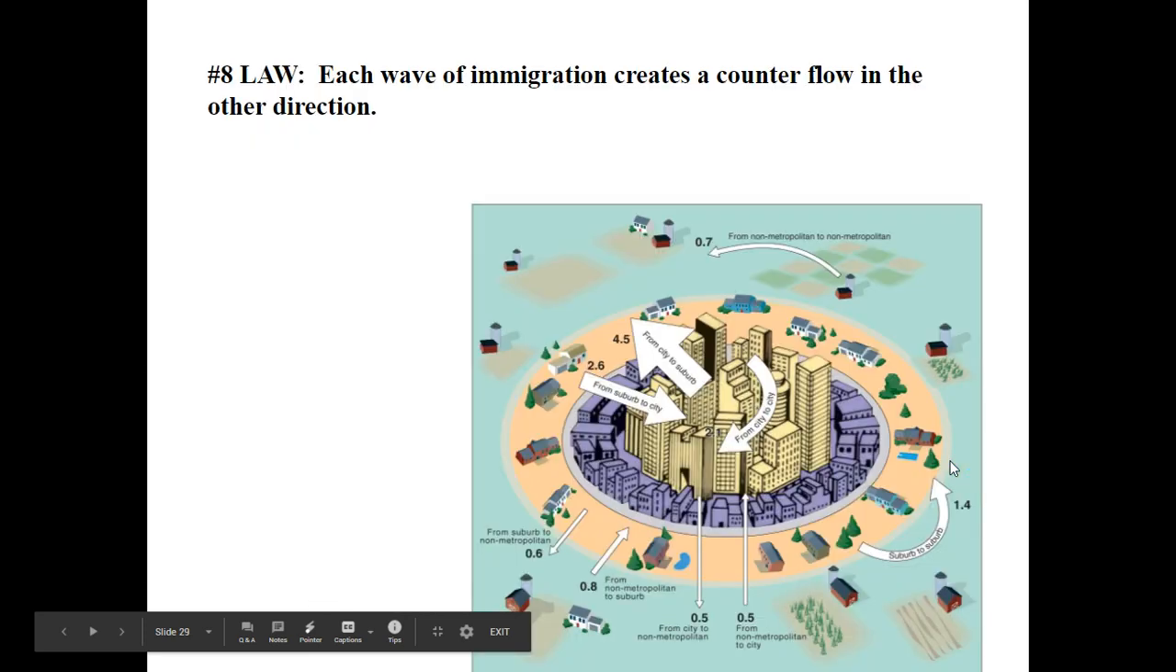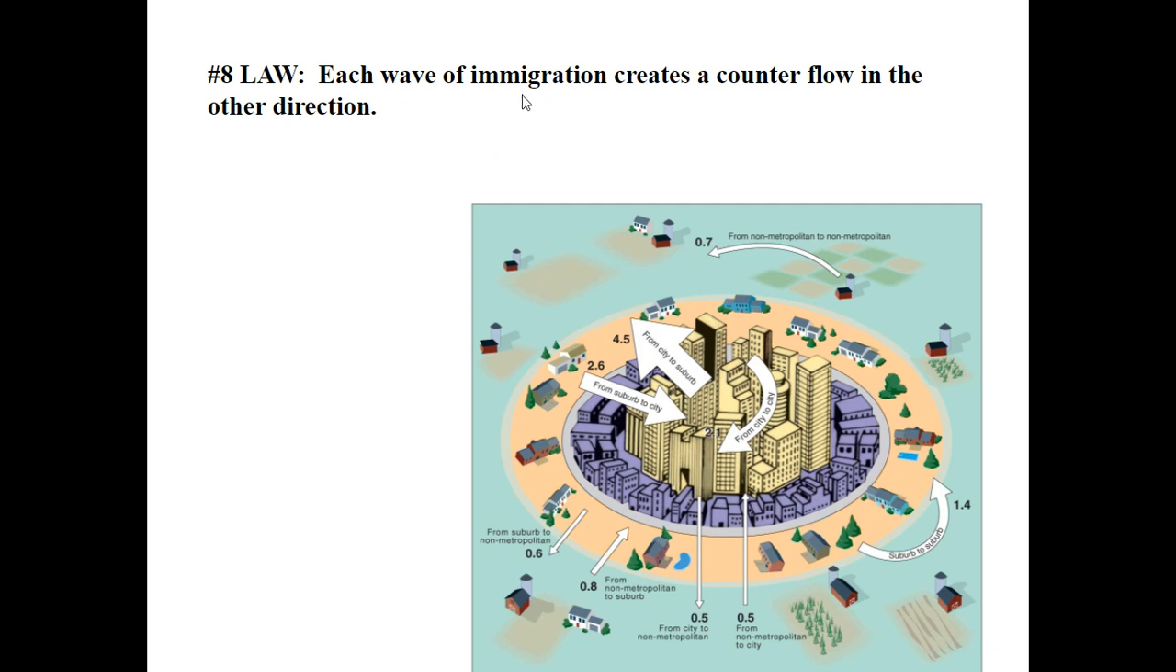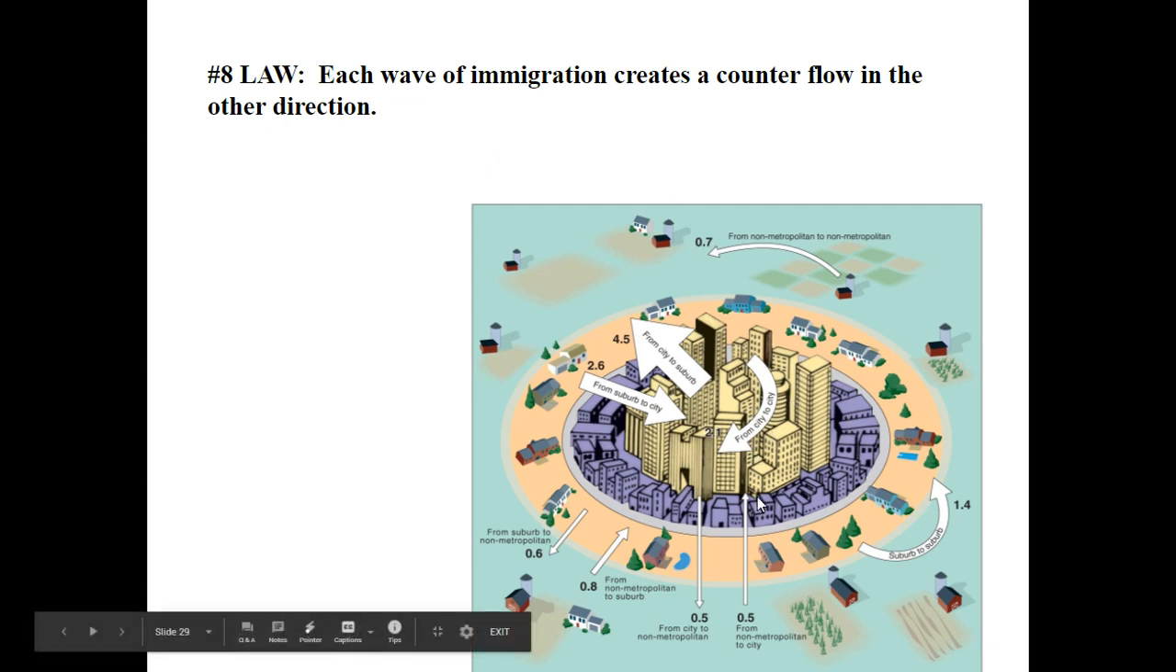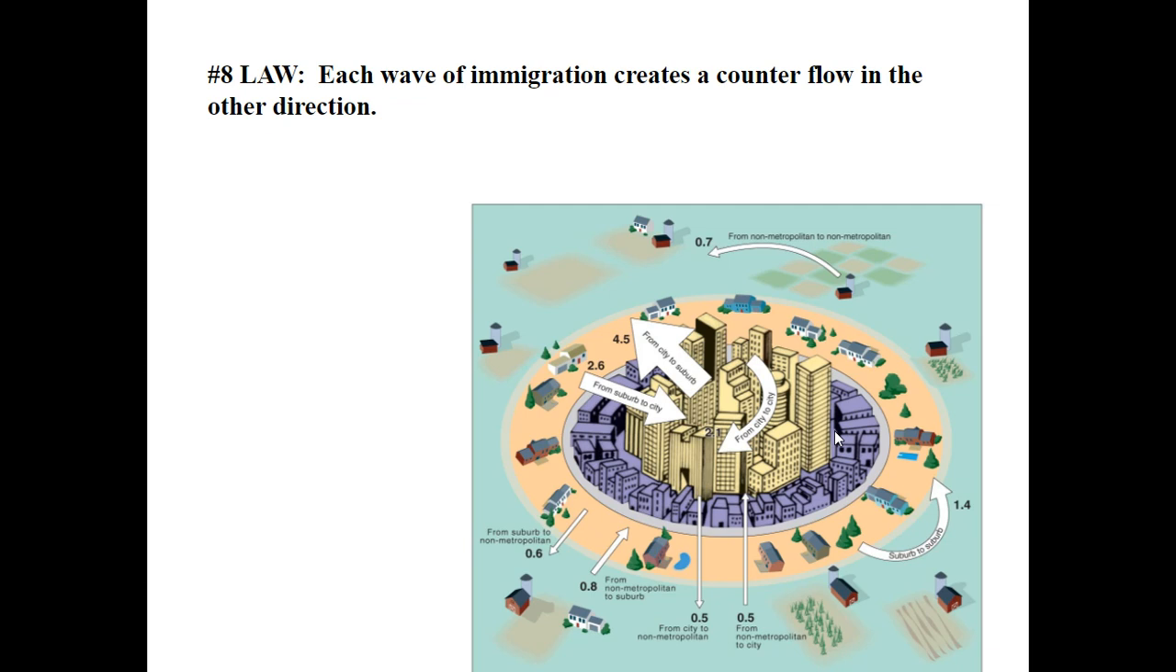All right, last law. Each time a group comes in, there seems to be a counterflow out. And why does this happen? I'm not really sure, but maybe human beings just don't want to live next to someone who seems different. So if a lot of new immigrants came into your neighborhood and were speaking a different language, you might leave because you don't feel like you fit in anymore.